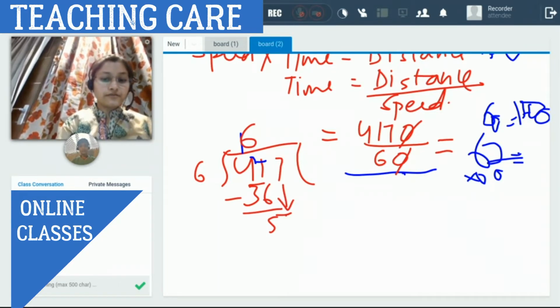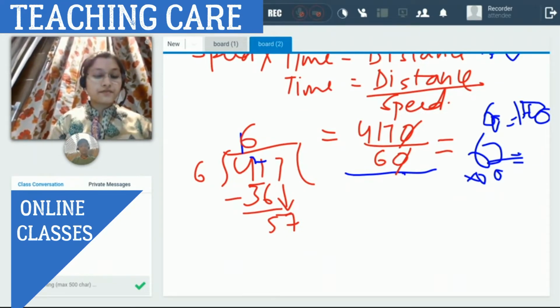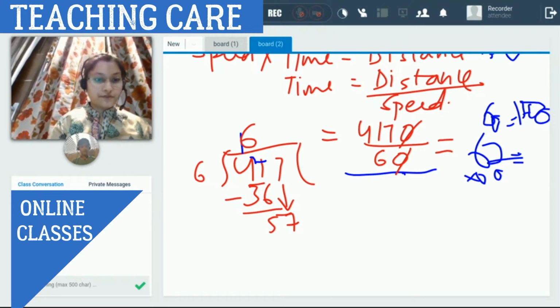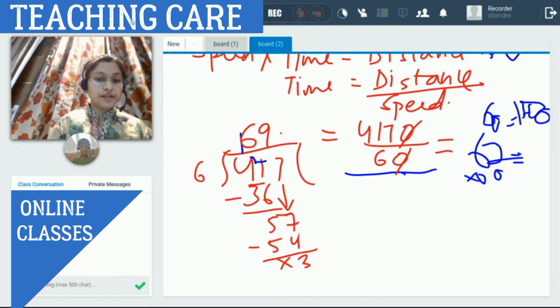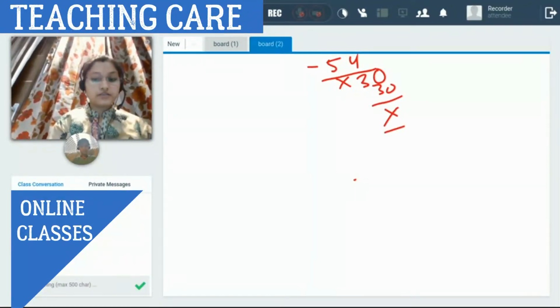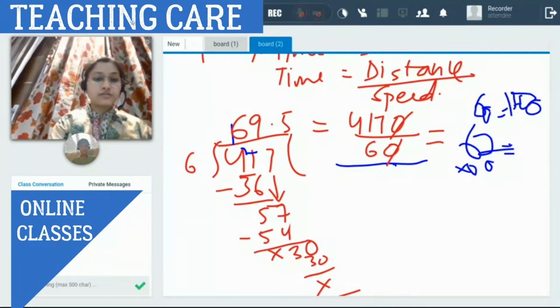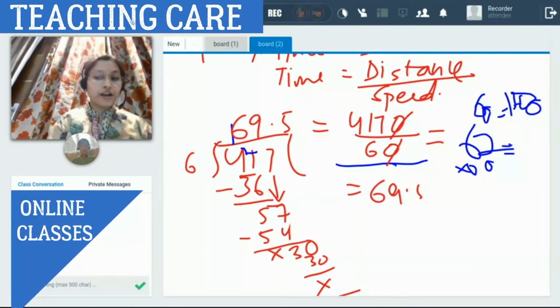Then we'll move the 7 down. Now 9 into 6, 54. And 10 into 6, 60, that is greater than 57. So go for 9. 57 minus 54, 7 minus 4, 3. Now we'll place a decimal and add a 0 over it. 6 into 5, 30. So I got the division done and my answer is 69.5 hours.